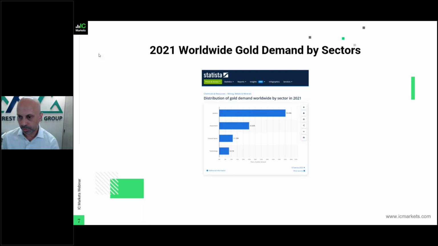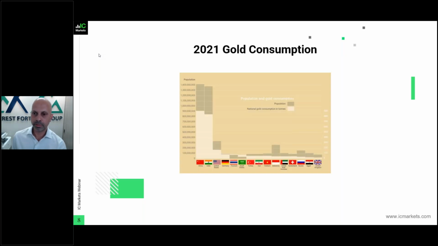Okay, so as you can see, primarily gold demand comes from the jewelry sector, which made up 55% in 2021. And this trend usually doesn't change, or the distribution among the sectors doesn't change significantly over time. Okay, next we have gold consumption. Which countries are the biggest consumers of gold? In 2021, we had China and India as the top two. China bought more than 900 tons of gold, with India coming in at about 850 tons.